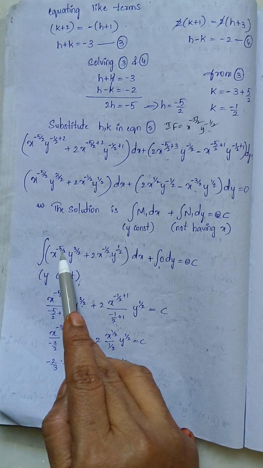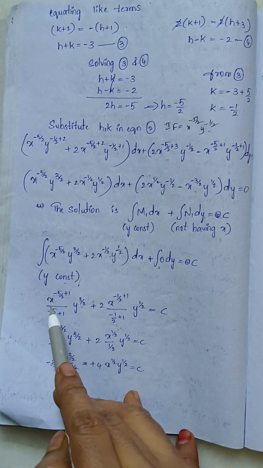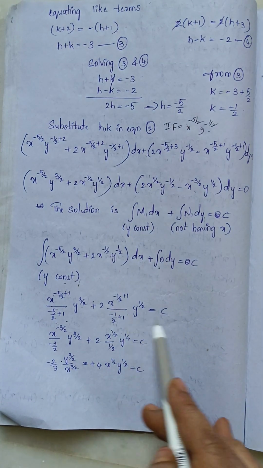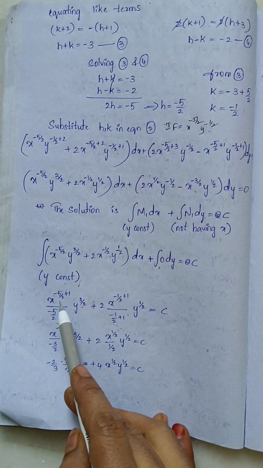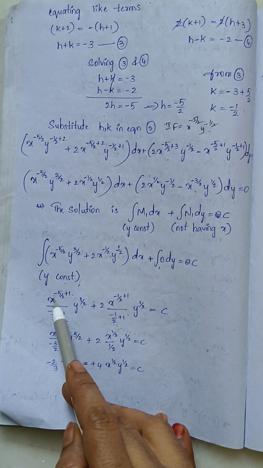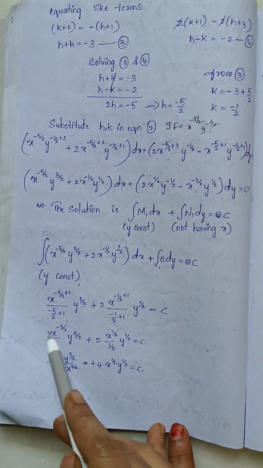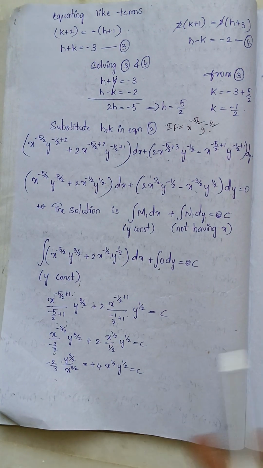Integration of x power n form: x power n plus 1 by n plus 1, x power n plus 1 by n plus 1. Similarly here also, equal to constant. Now simplify this term by taking LCM 2, then minus 5 plus 2 means minus 3 by 2, divided by 3 by minus 3 by 2. Take this term into the numerator, then it will become the answer.